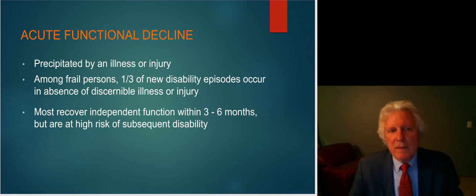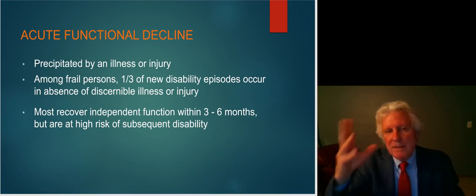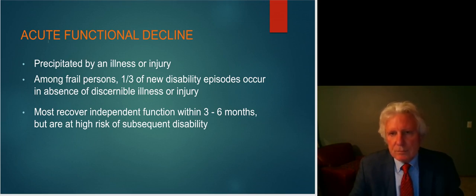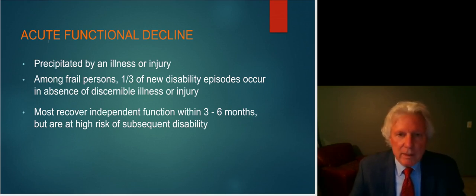So the important thing is that depending upon the class or the conditions that the older adult has, for example, with the second point of frail individuals, a third, or 33%, of them will acquire a new disability in the absence of any illness or injury. It just kind of comes on without warning. And so these are important.